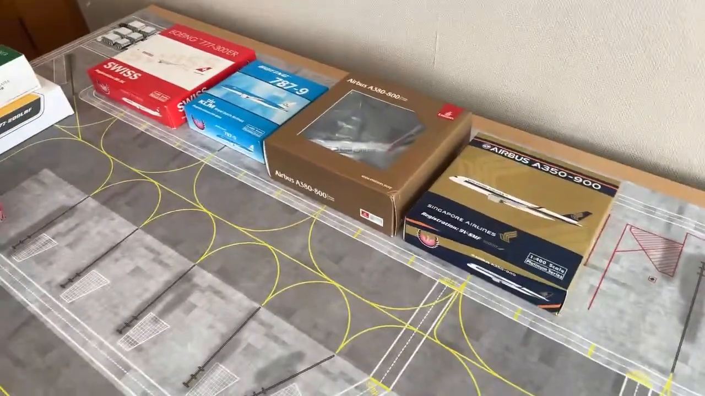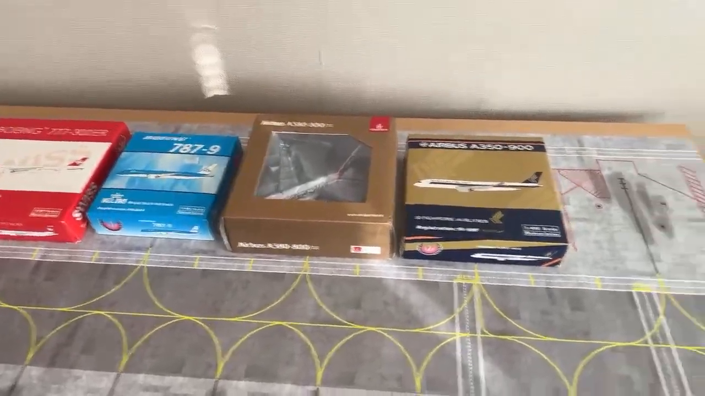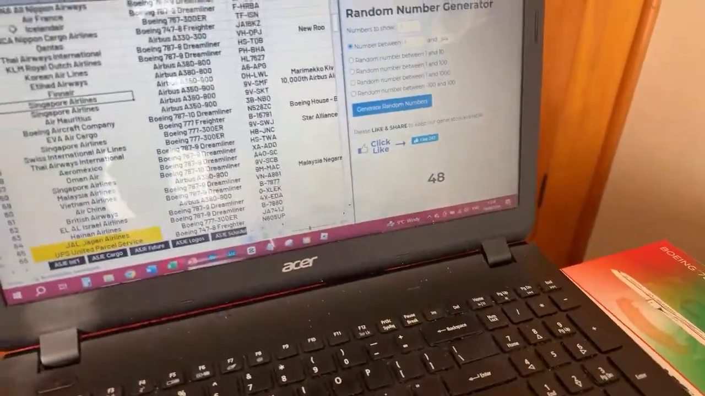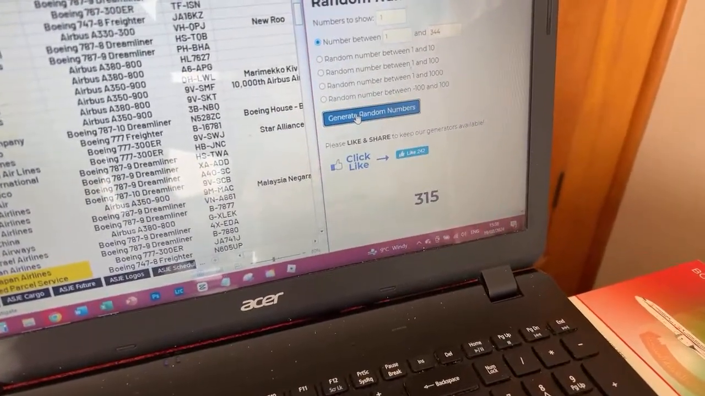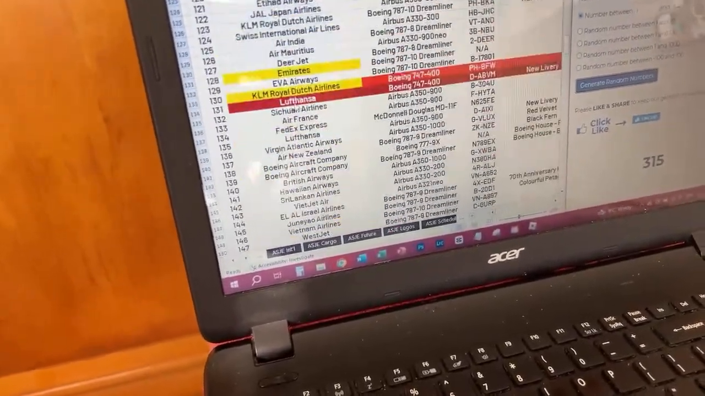Rightio. So that's the alpha stand so far. We've got one more to go. So let's get that one chosen for you guys. Hopefully it's a recent one. 315. What's this one?